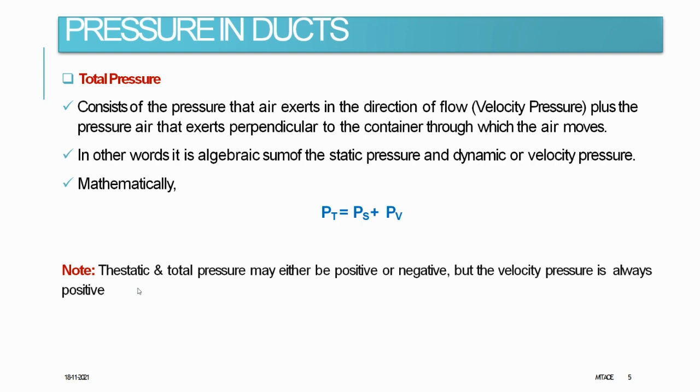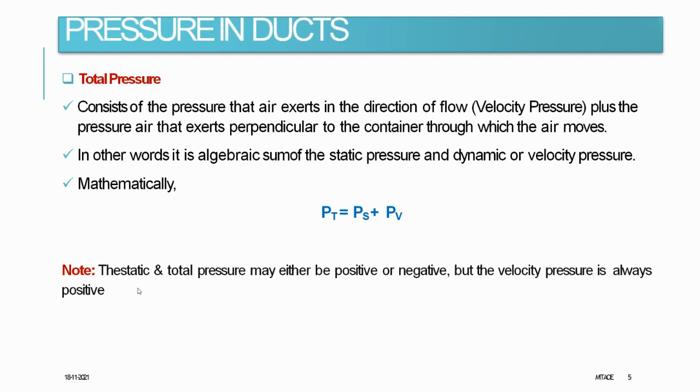So now total pressure. Total pressure consists of the pressure that air exerts in the direction of flow, its velocity pressure, plus the pressure of air that exerts perpendicular to the container through which the air moves, that is static pressure. In other words, it's the algebraic sum of static pressure and dynamic pressure, the velocity pressure. Mathematically it is denoted by Pt. Total pressure is Ps plus Pv, where Ps is static pressure and Pv is dynamic pressure or velocity pressure.